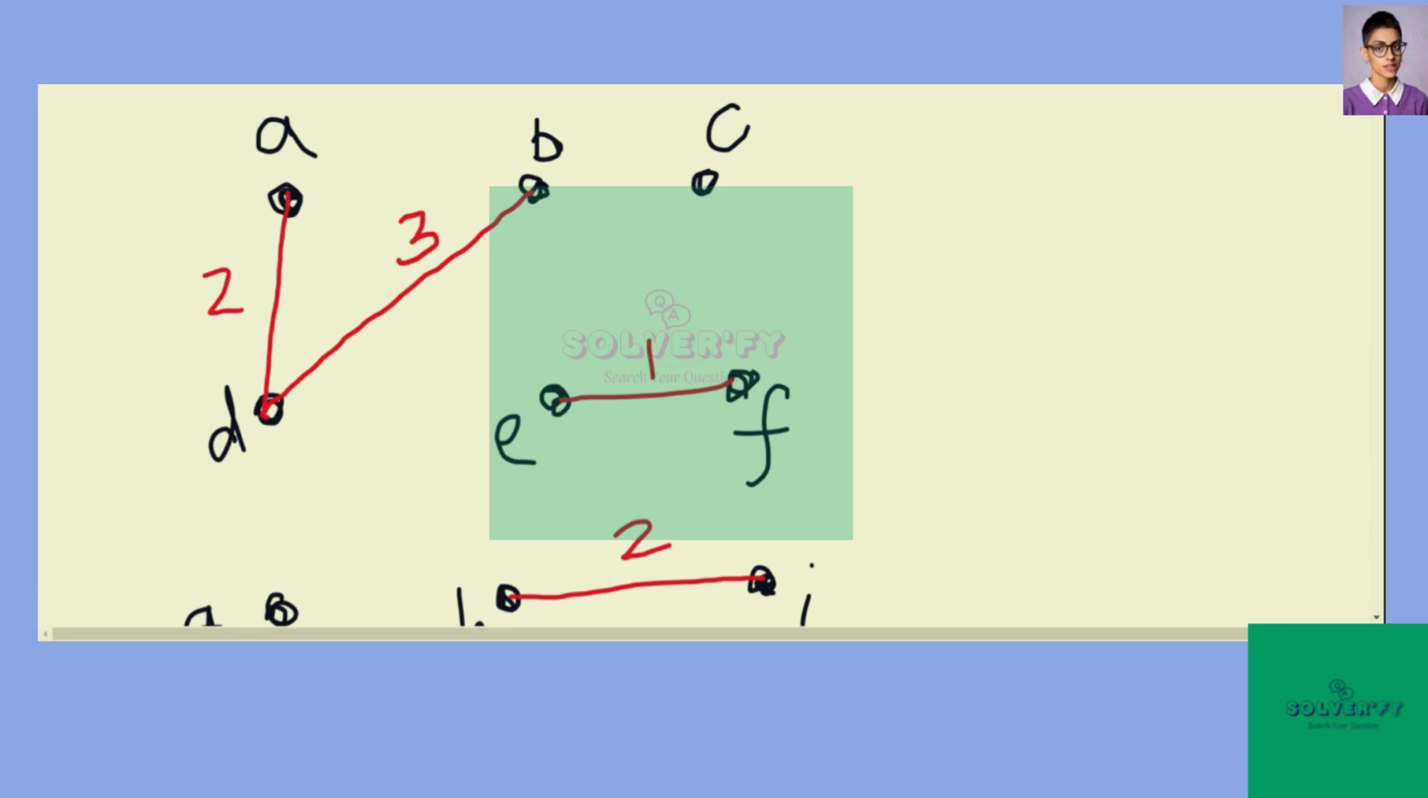And this belongs to the edges BD, CF, and EH. Now, first let's add BD. We see that if we do so, we don't create a circuit, so this is perfectly valid. Let's add the edge CF. If we do so, we don't create a circuit, so this is valid. And let's add the edge EH. If we do so, we don't create a circuit, so this is valid.